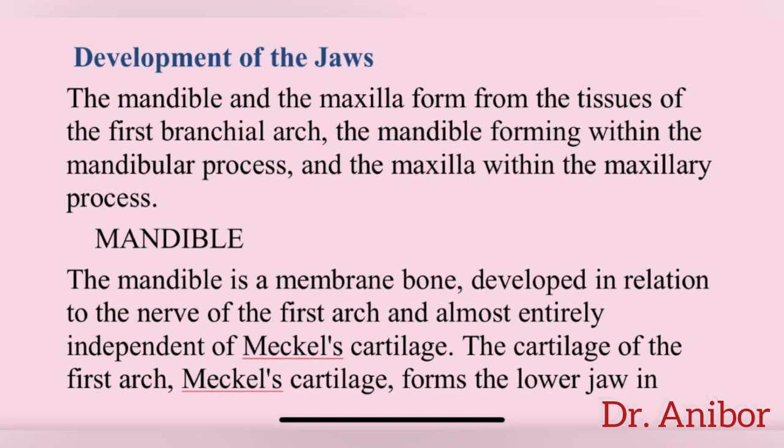You need to know that the mandible is a membranous bone. The mandible develops in relation to the nerve of the first branchial arch, and the development of the mandible occurs somehow independent of development of the Meckel's cartilage. The Meckel's cartilage is the cartilage of the first branchial arch.